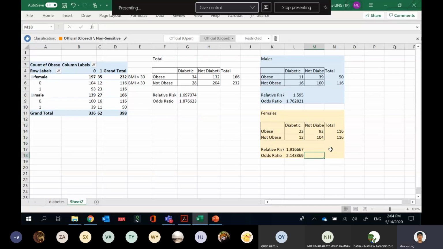So far, so good. Anyone unable to get the males and females numbers? Jordan? Okay.